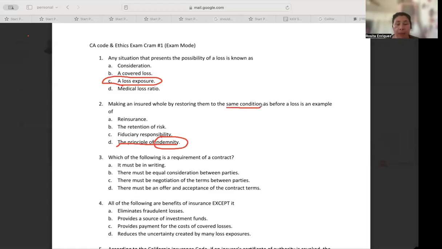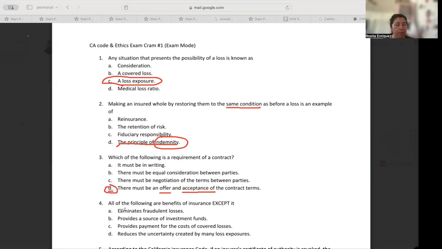Number three, which of the following is a requirement of a contract? And the answer is D. There must be an offer and acceptance of the contract terms. Offer and acceptance. So that is our answer, letter D.